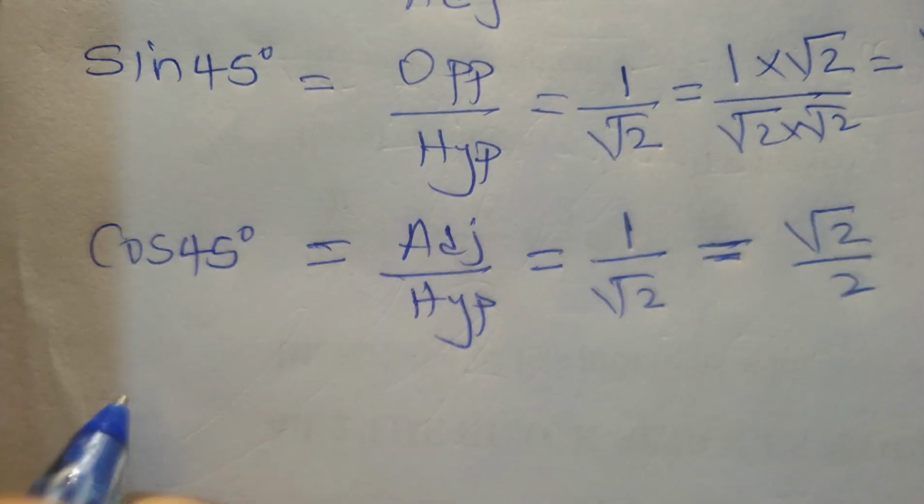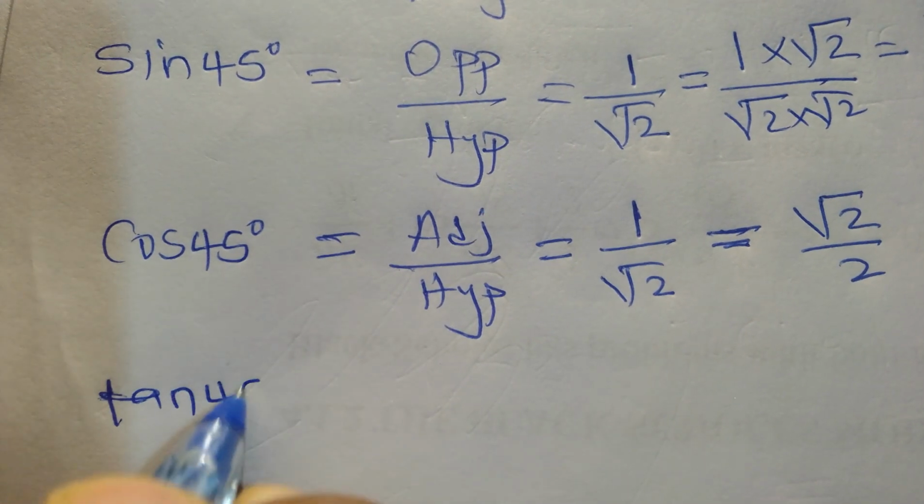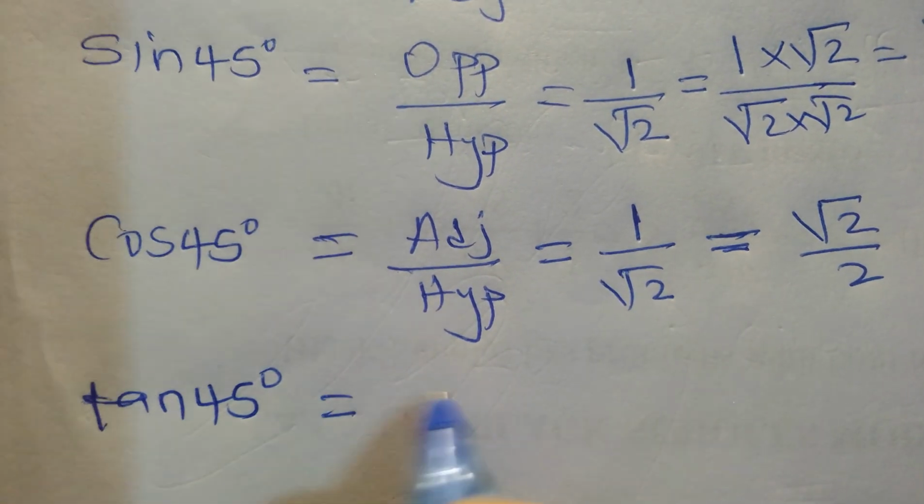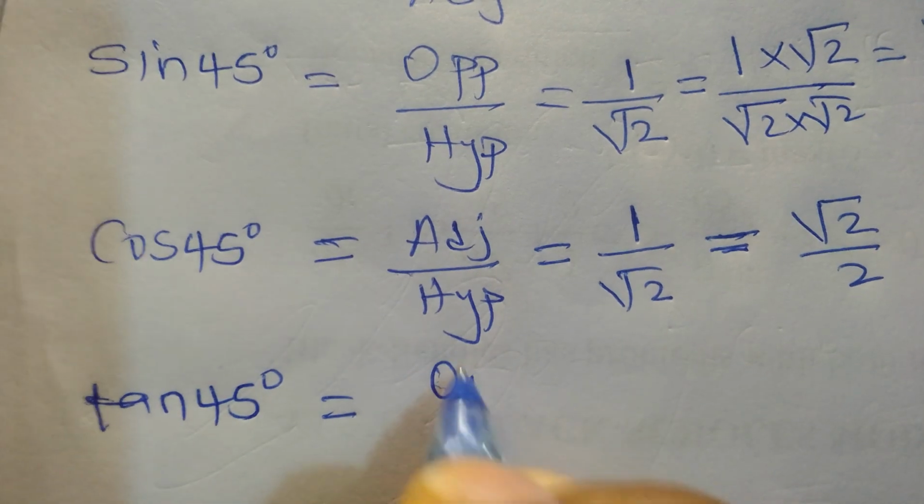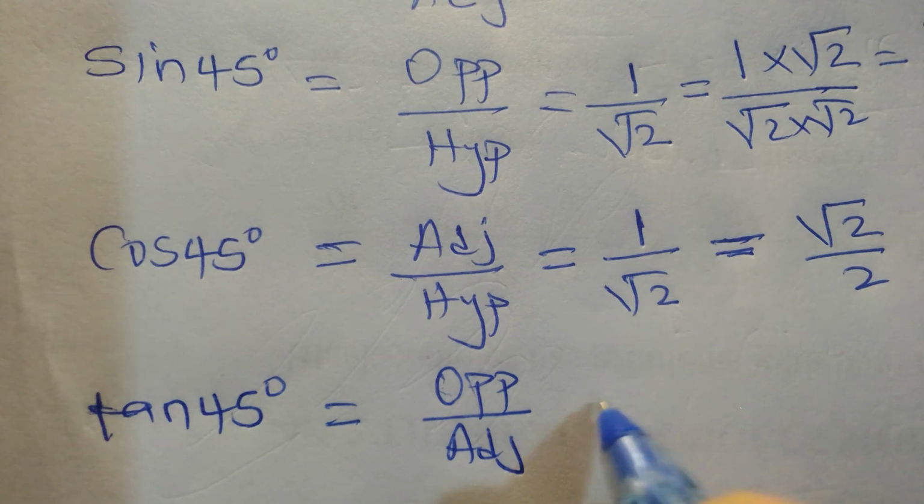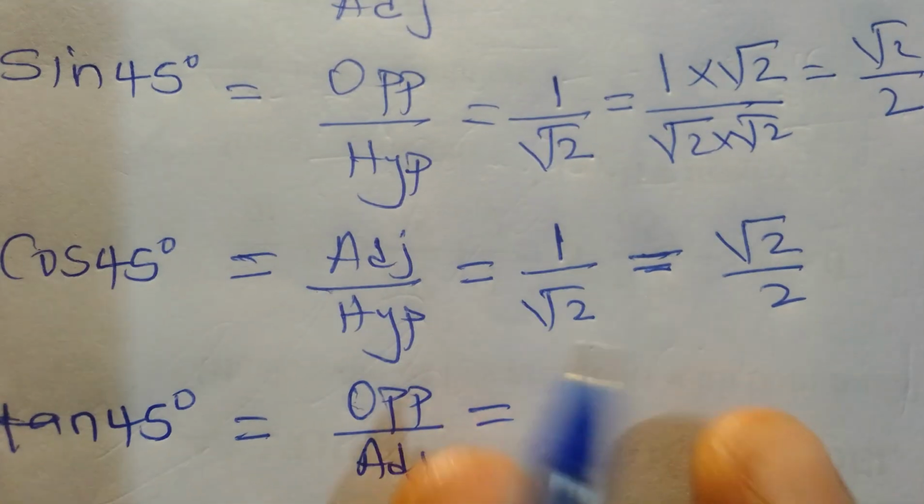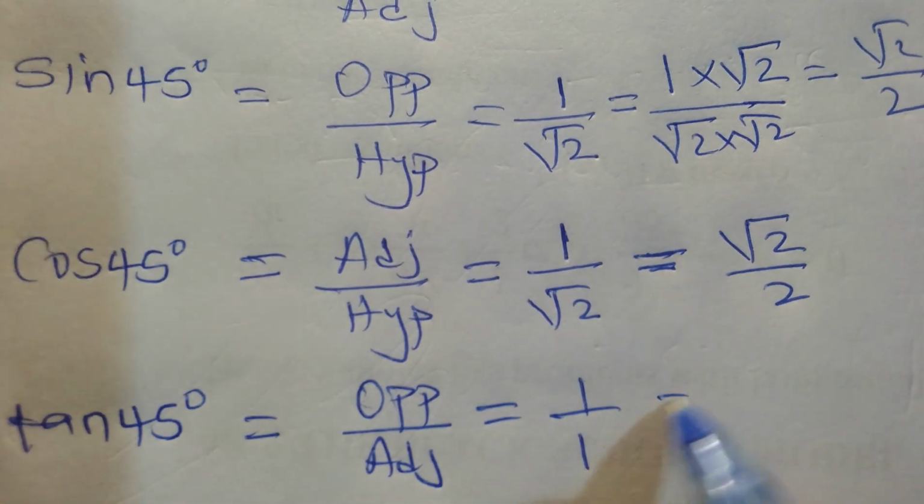Then we have tan 45 degrees, that's opposite over adjacent. From the diagram, opposite is 1, adjacent is 1, and that will be 1 over 1, which is 1.